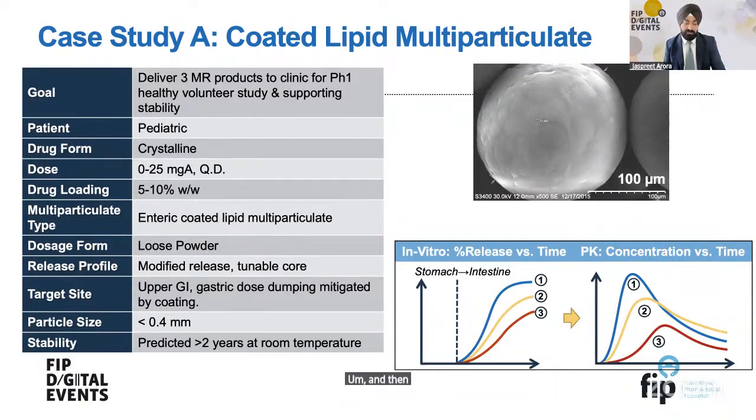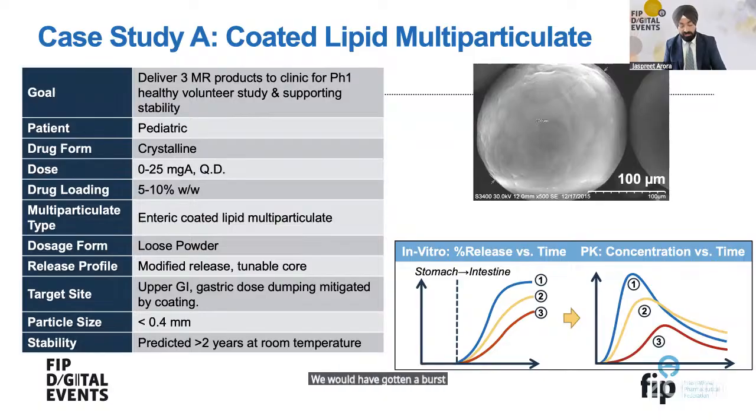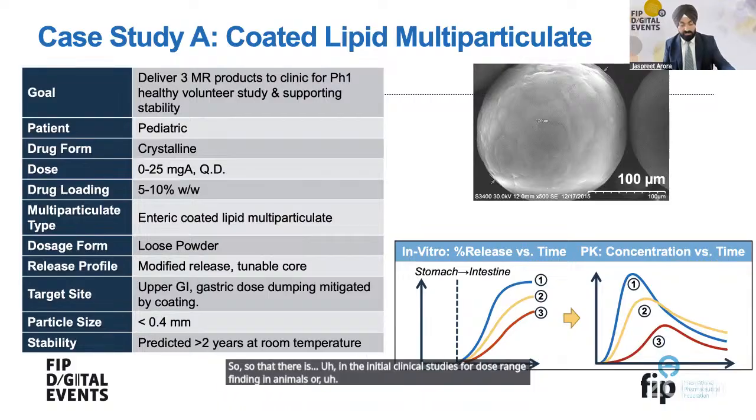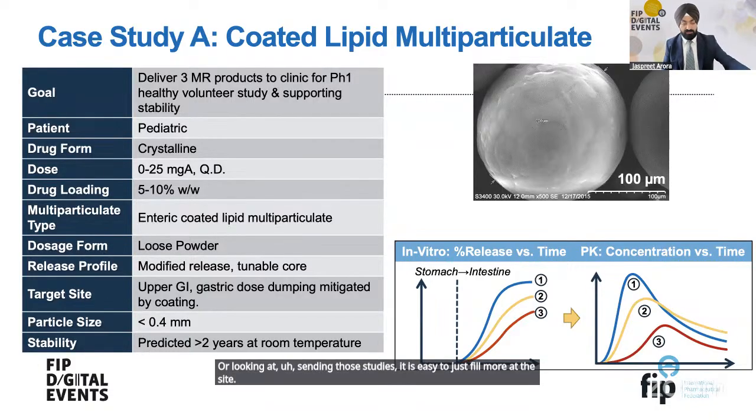And then we had to put an enteric coating on the lipid multiparticulate because the drug had a pH-dependent solubility. If the drug started to dissolve in the acidic stomach environment, we would have gotten a burst or an immediate release effect. So to help prevent that, we had to coat the LMP with an enteric coating. The dosage form initially was just loose powder, so that in the initial clinical studies for dose range finding in animals or looking at ascending dose studies, it is easy to just fill more at the site for the initial phase 1 human studies.